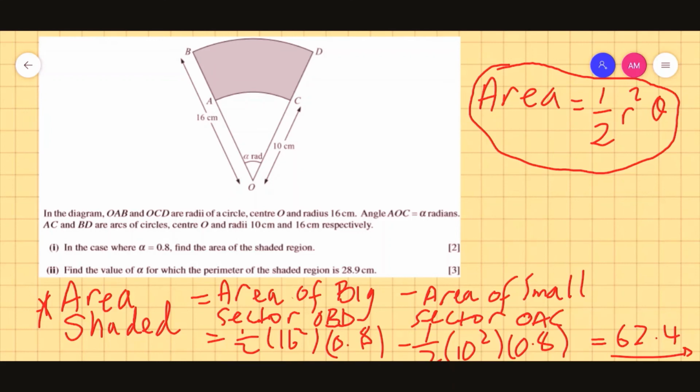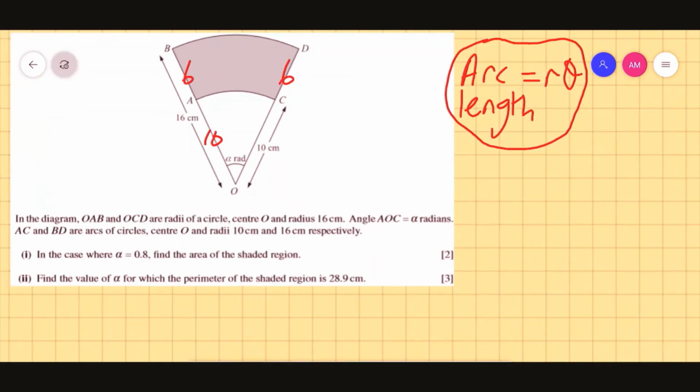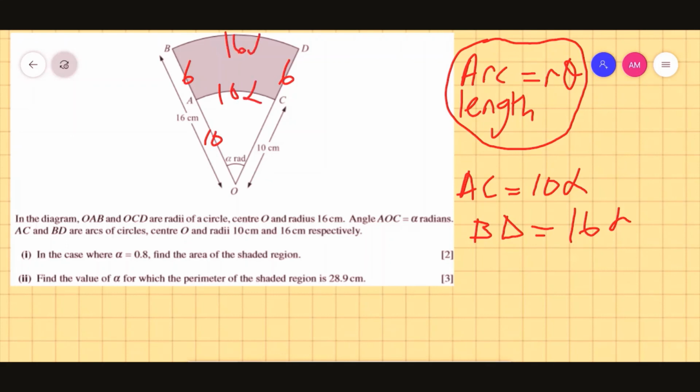Question, we want to find alpha given the perimeter of that there. So we need to find arc AC first, and since this is r theta, this is going to be 10 alpha. We also want to find arc BD. Again, r theta gives 16 alpha. So we found this is 10 alpha and then this is 16 alpha. So we want to add those up.